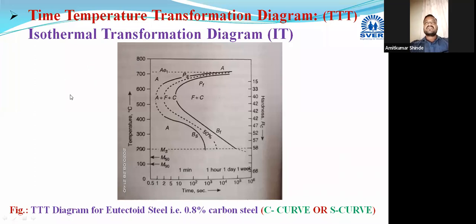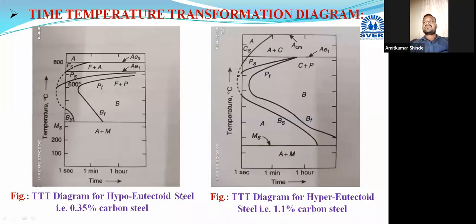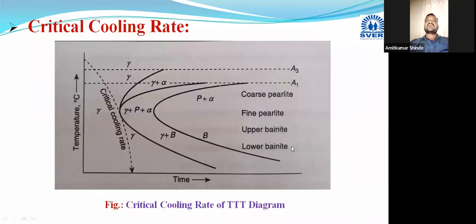In today's session, we have discussed the TTT diagram, that is the time temperature transformation diagram, which is also known as the IT diagram or C curve or S curve. We have discussed this TTT diagram for eutectoid steel containing 0.8% carbon, then hypoeutectoid steels and hypereutectoid steels. Then we have discussed critical cooling rate, the rate which just bypasses the nose of the IT diagram or suppresses the diffusion transformation.